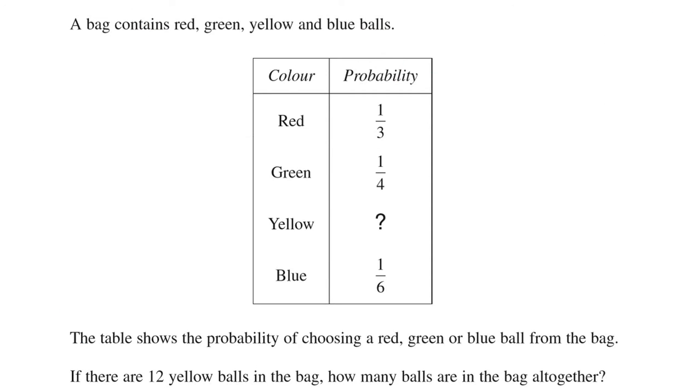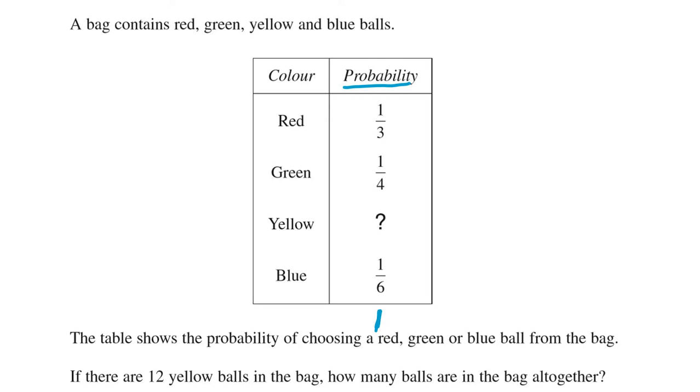A bag contains red, green, yellow, and blue balls. The table shows the probability of choosing a red, green, or blue ball from the bag. If there are 12 yellow balls in the bag, how many balls are in the bag altogether? Now, before you even do anything, you need to understand that the probability, this column here, must add up to give me one whole. That's the theory of probability. All together it must add up to one whole.